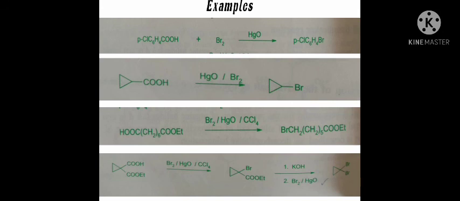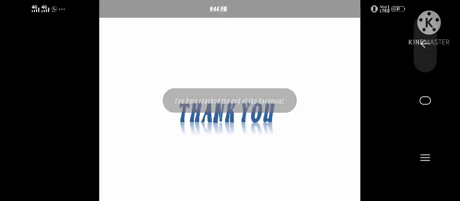So we have to know all these modifications of the Hunsdiecker reaction, and only then will we be able to handle the problems related to the Hunsdiecker reaction in the CSIR NET examination without any difficulties.